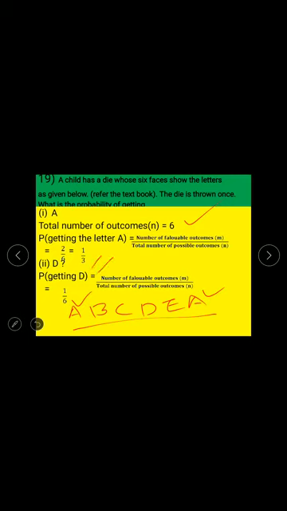Probability of getting D. How many D are there? Only 1. So the probability will be 1 by 6.